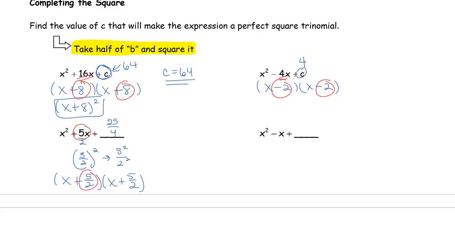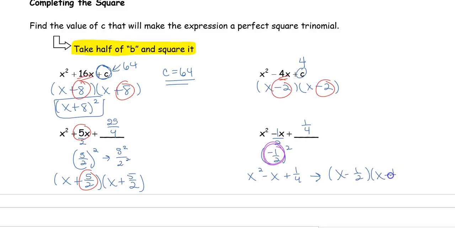All right, one more example. We take half of the middle term. This is a -1. Remember, if there's no number, it's a 1. -1/2 squared is going to give us a +1/4. So this gives me x squared minus x plus 1/4. When I factor this, it looks really crazy, but remember, this number is always going to be the number that it breaks down to. So it's going to be x minus 1/2 times x minus 1/2, which is really x minus 1/2 quantity squared.